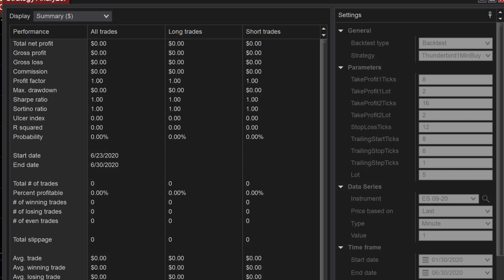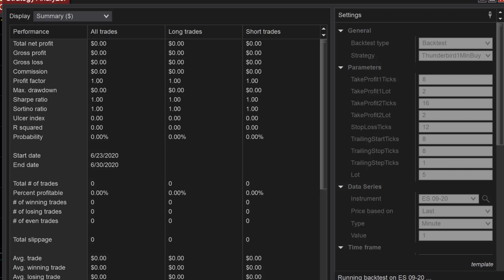So I'm running it now. I don't know if you can see the whole thing. We'll bring it up here. It's running the backtest on this. It shouldn't take long because I'm only doing a day here, unless I didn't copy it right.